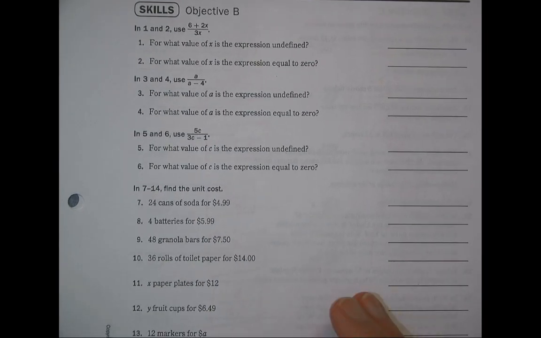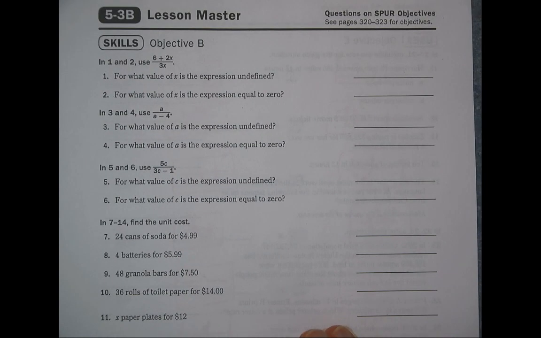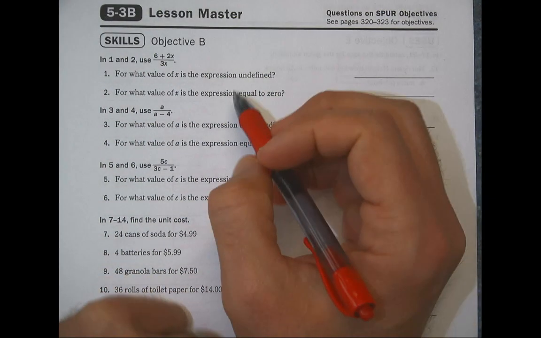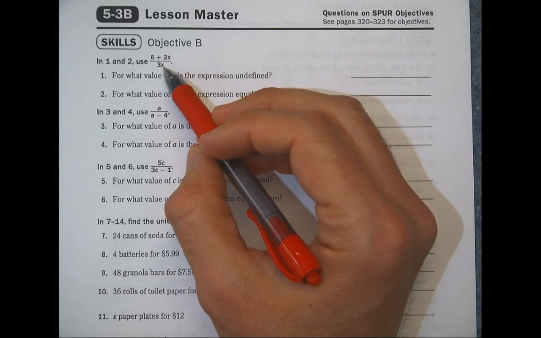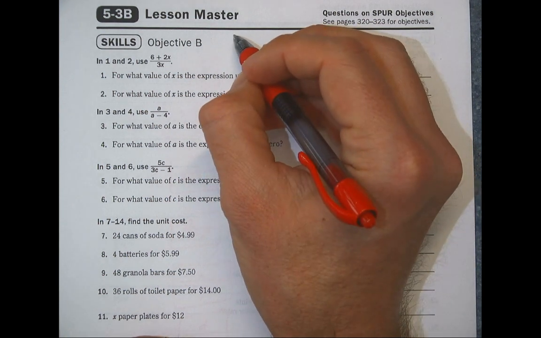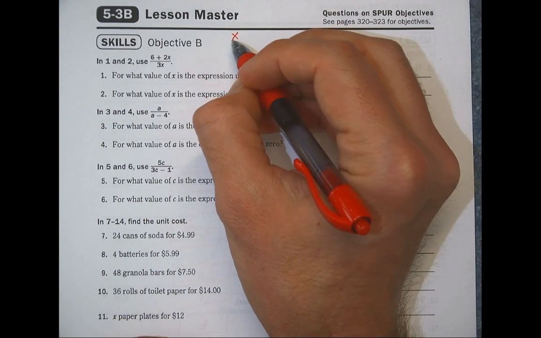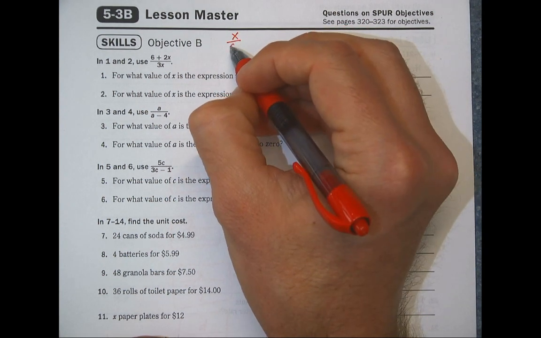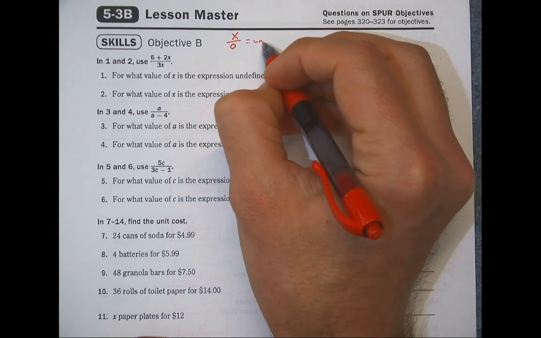All right, and moving on to 5-3. So being undefined and equal to 0 has to do with the numerator and denominator. You cannot divide by 0. So if you get any number over 0, that is undefined.